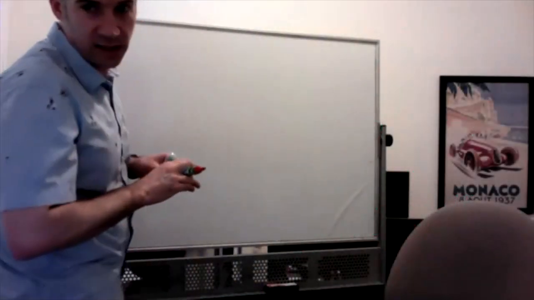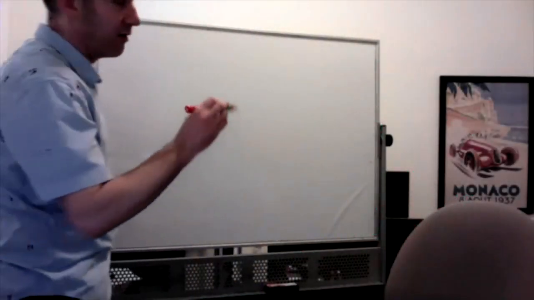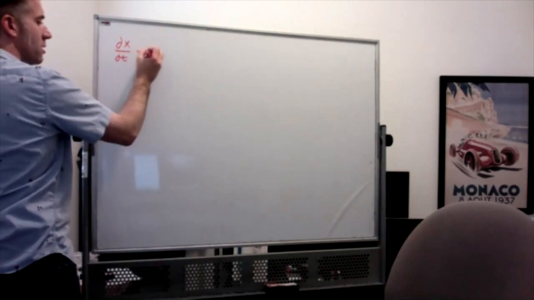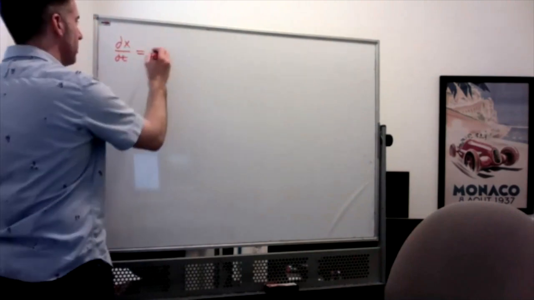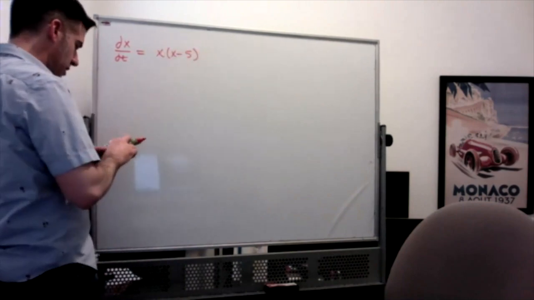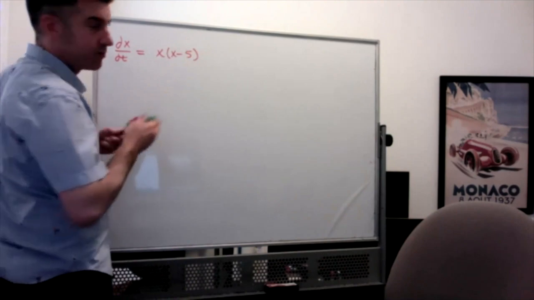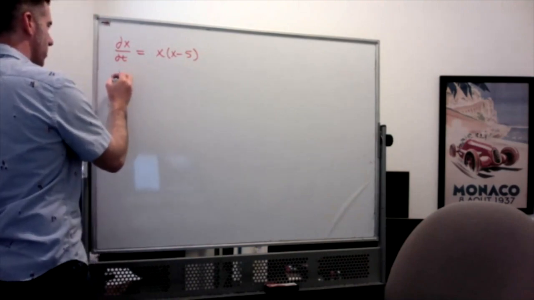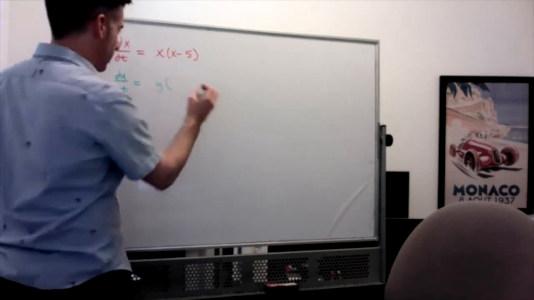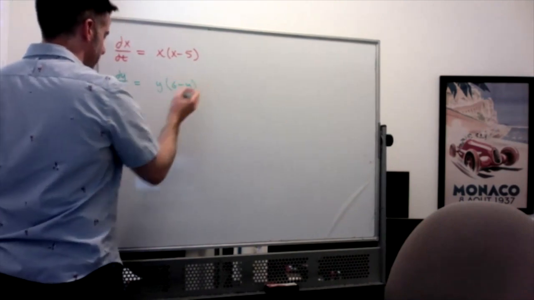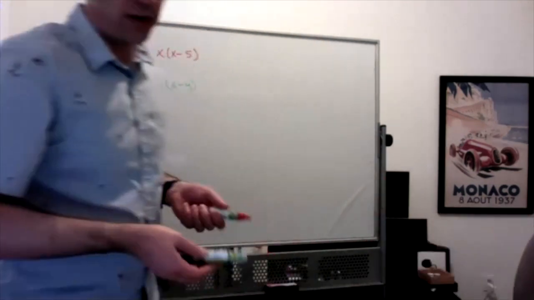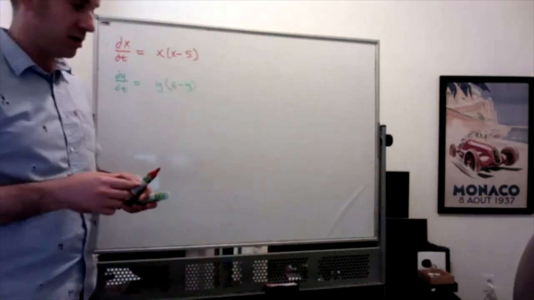Let's start off with this system of differential equations, nonlinear. dx/dt is going to be x times (x minus 5), and dy/dt is going to be y times (6 minus y). Great. And let's find the nullclines. So we're going to set each of these separately equal to 0 and see what we get.